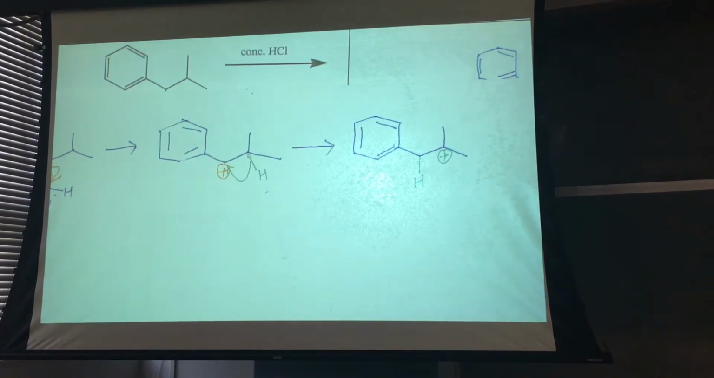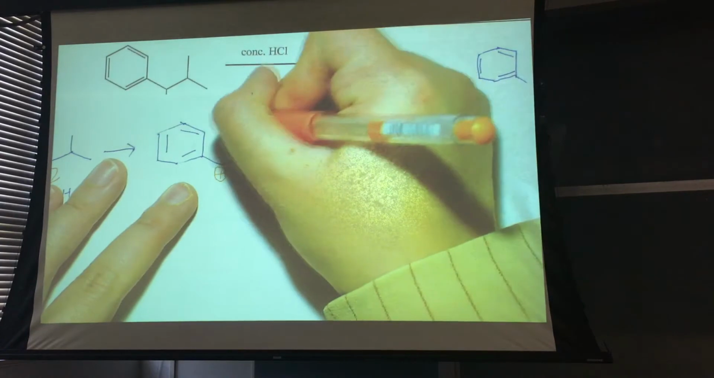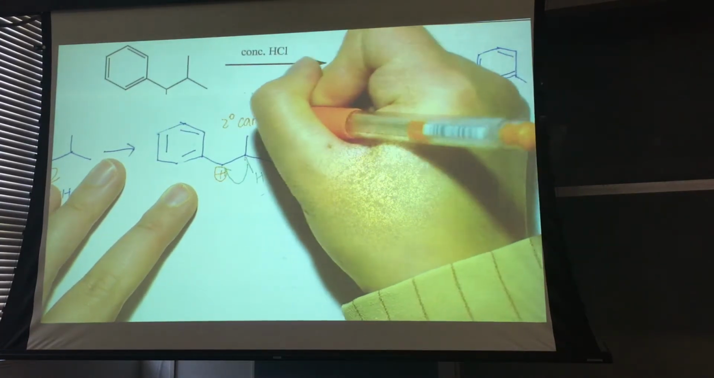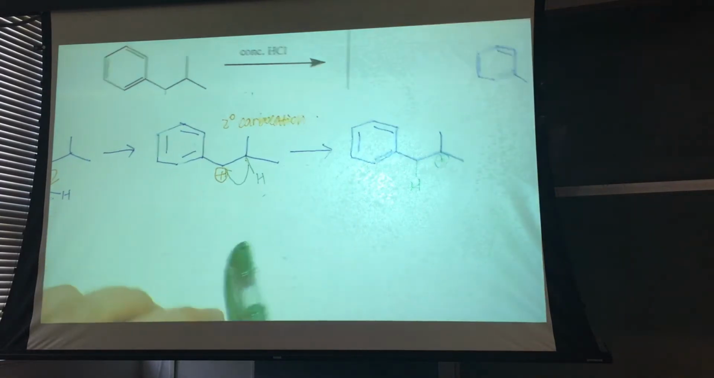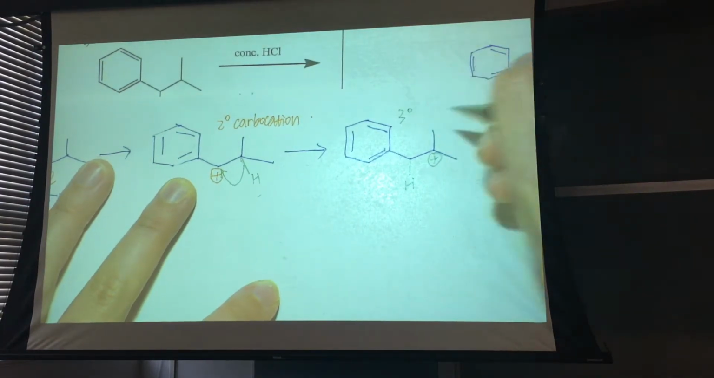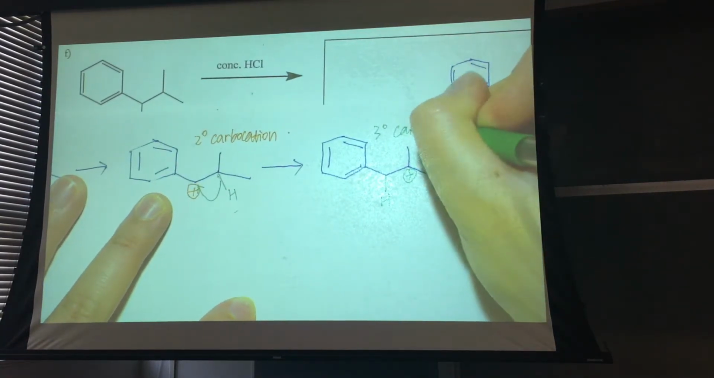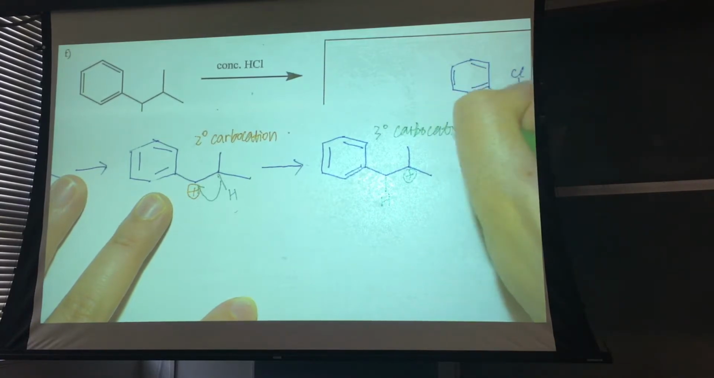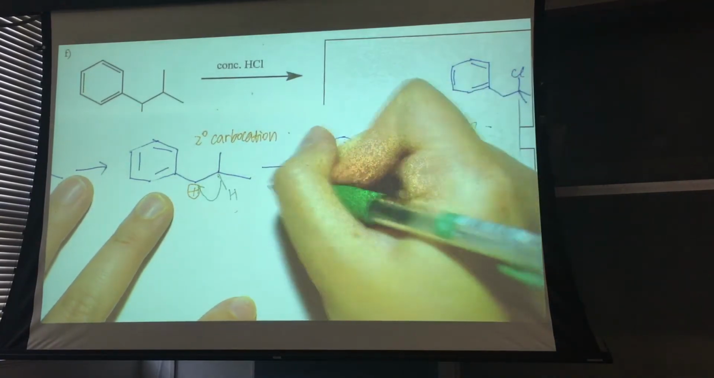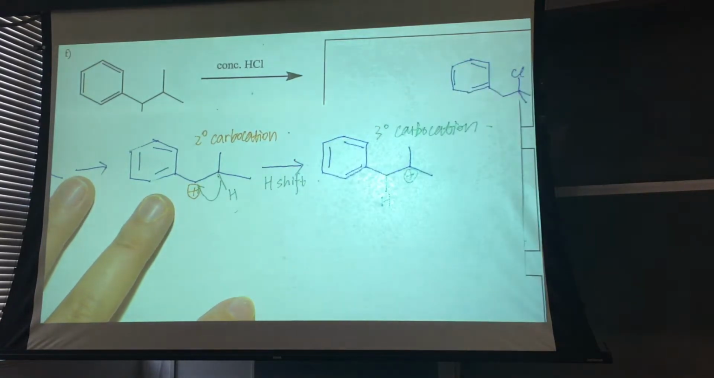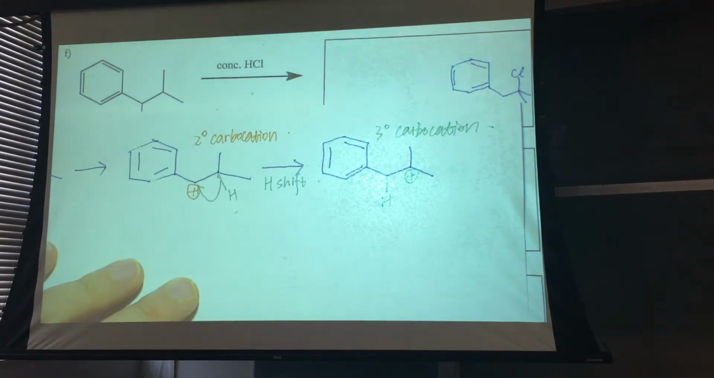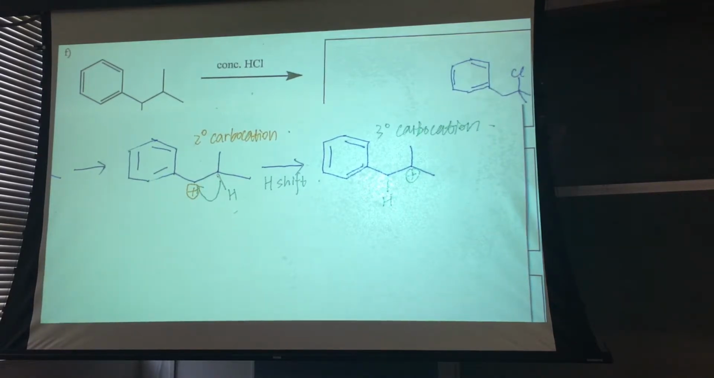So this one is a secondary carbocation. This one is a tertiary carbocation. This step is called hydrogen shift. Okay? So I'm going to write the product for both.